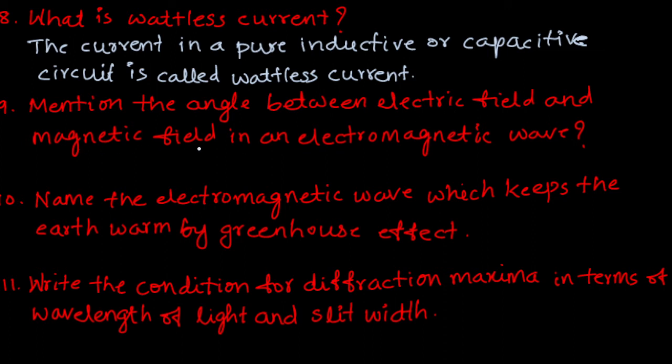Mention the angle between electric field and magnetic field in an electromagnetic wave. Yes, very simple question. Electromagnetic wave means what? A wave which travels in the form of alternate electric and magnetic fields mutually perpendicular to each other and also perpendicular to the direction of propagation. Therefore, the angle between electric field and magnetic field in electromagnetic waves is 90 degrees. So the answer is 90 degrees, or you can write pi by 2.